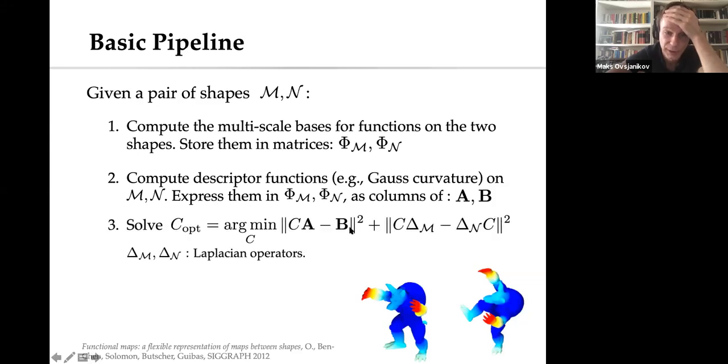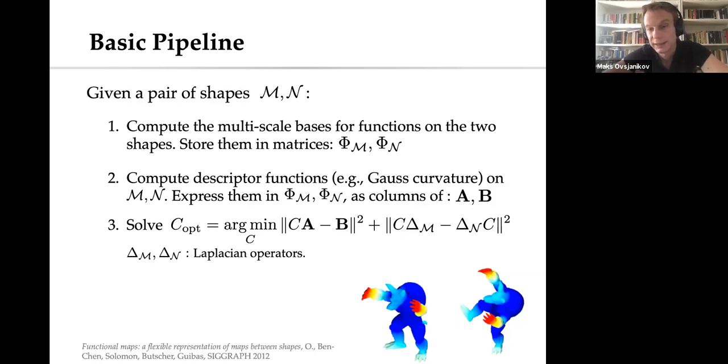And finally, we solve for the optimal functional map by saying: find a matrix C such that it aligns the descriptors, so C times A equals B, and also it commutes with the Laplacian. This is the prior that says we are looking for near-isometric correspondences.